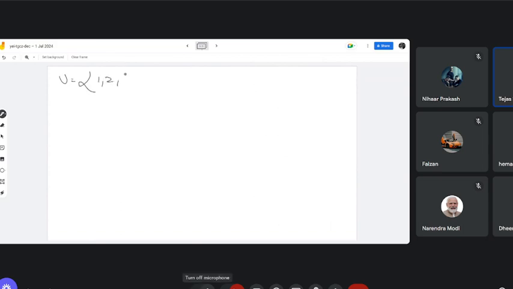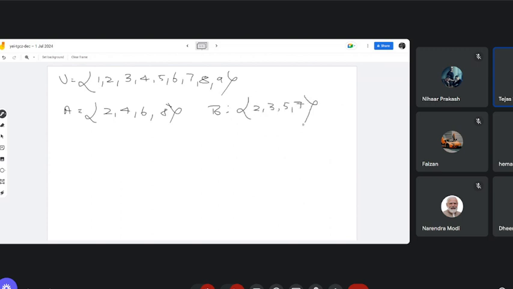Next, guys, this is also a very important question. As far as I know, it will for sure come in your final exam also. The universal set is 1, 2, 3, 4, 5, 6, 7, 8, and 9. A is given to us as 2, 4, 6, 8. B is given to us as 2, 3, 5, 7. The reason I'm telling you this question is important is because it says verify that A union B whole complement is equal to A complement intersection B complement.